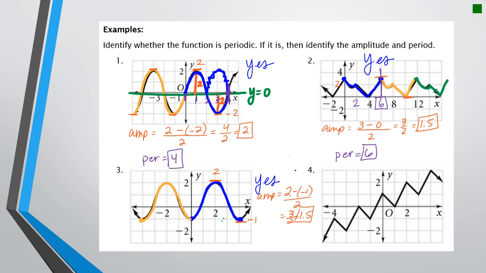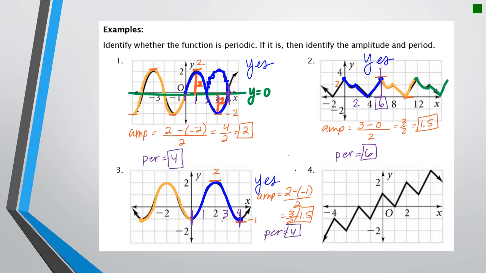And then for the period of the graph, I'm going to look at the blue portion of the graph because it starts at 0 and then it stops right here. If I look at my x-axis, the scale is by 1. So this would be 1, 2, 3, and 4. So the period of this graph is also 4.